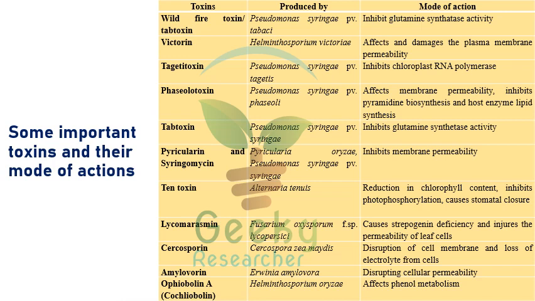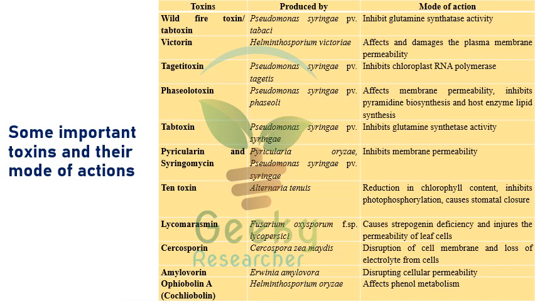Victorin, from Helminthosporium victoriae, affects and damages plasma membrane permeability. Tagetitoxin, which is produced by Pseudomonas syringae pathovar tagetis, inhibits chloroplast RNA polymerases. Phaseolotoxin, from Pseudomonas syringae pathovar phaseolicola, affects membrane permeability, pyrimidine biosynthesis and host enzyme lipid synthesis. Tabtoxin, which is very important, is produced by Pseudomonas syringae pathovar syringae.